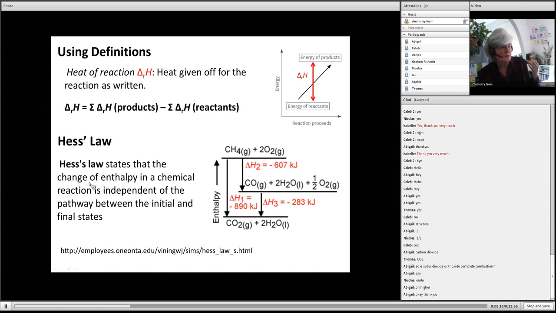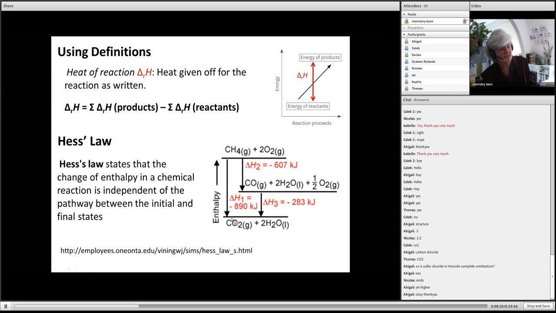It's pretty much where it doesn't matter which pathway we go from reactants to products, our final difference in energy will always be the difference between our first reactants and our final products. So the change of enthalpy in a chemical reaction is independent of the pathway between the initial and final states. I could have started with some reactants, formed other products, and then other products, and then finally these products. The difference between these products and those is still that same delta H.